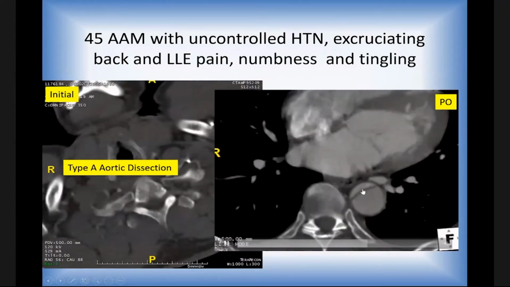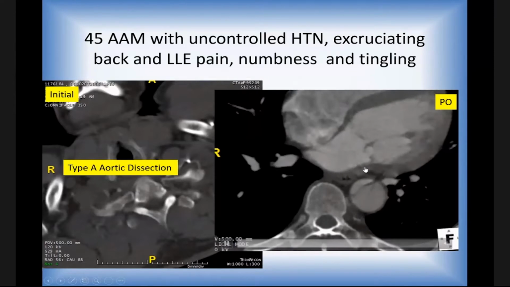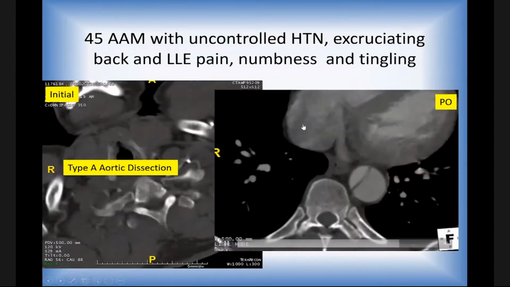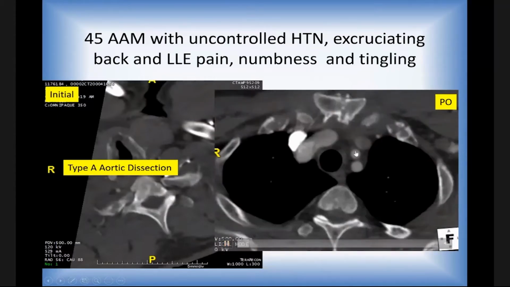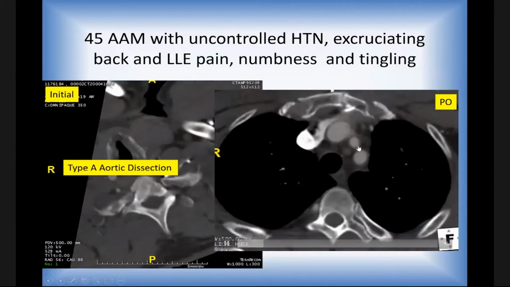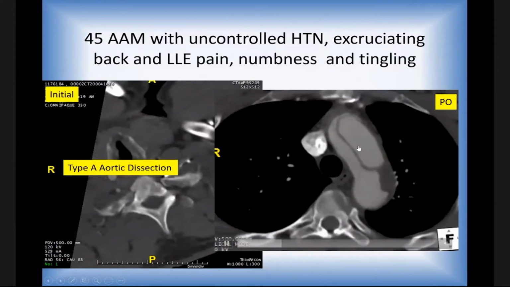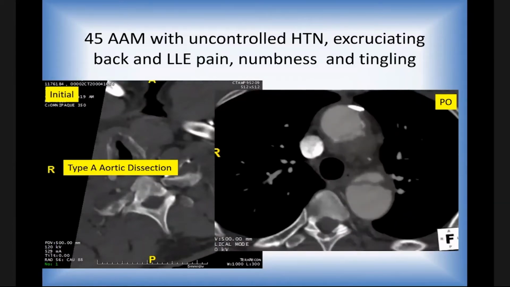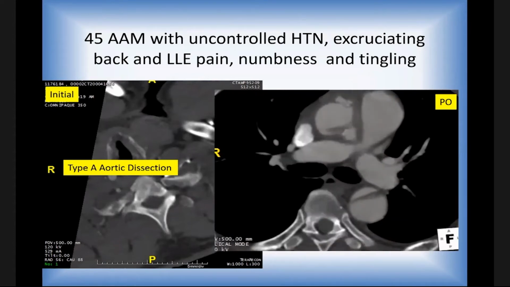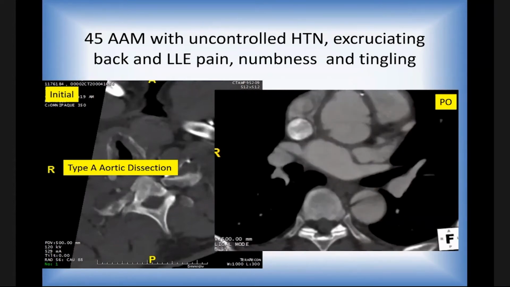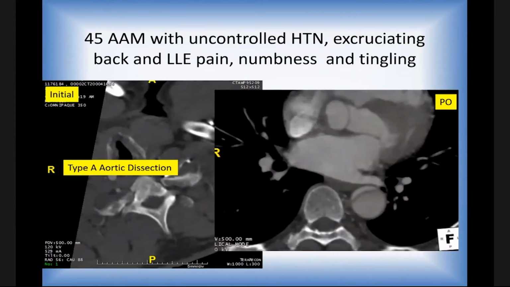The hypertension control, once we have the aortic root repaired, works very well. So the rest of the disease, most of the time, will get better over time. Okay, this is the type A aortic dissection, with involvement and thrombosed false lumen of the left common iliac.